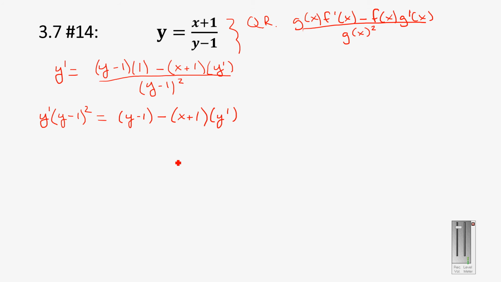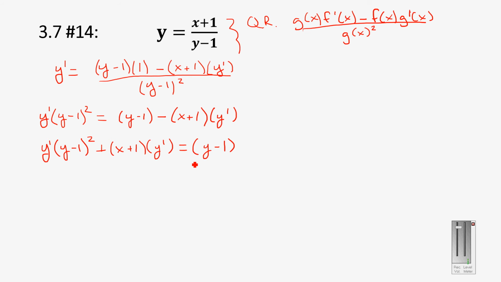Let's see. Maybe let's move it around a little bit. I'm going to add this to the other side too. So I get y prime times y minus 1 squared. I'm just playing around with the equation a little bit. So if I add this whole term, which is plus x plus 1 times y prime, it is equal to y minus 1. See if this helps me out at all.